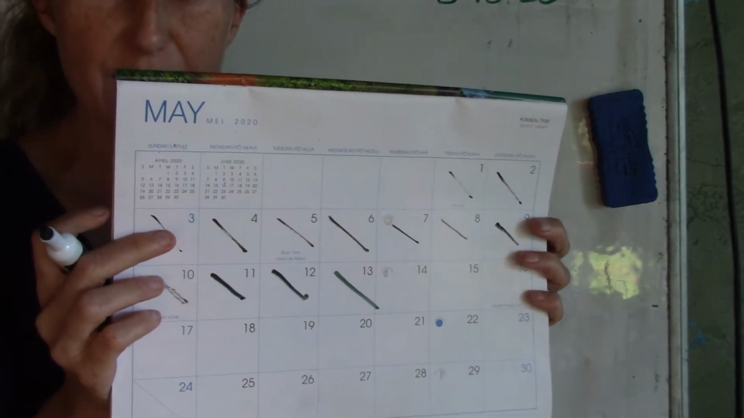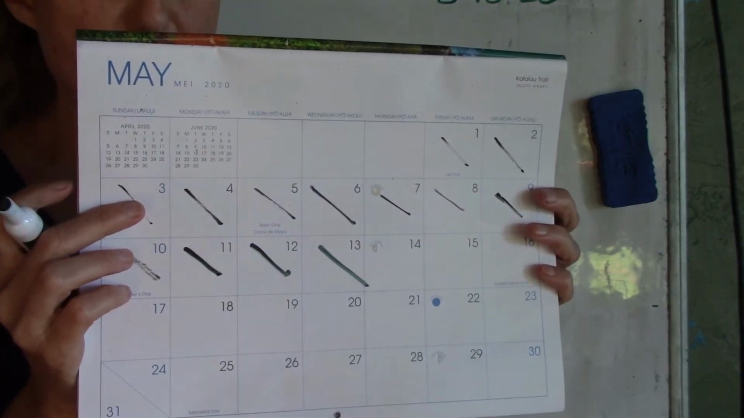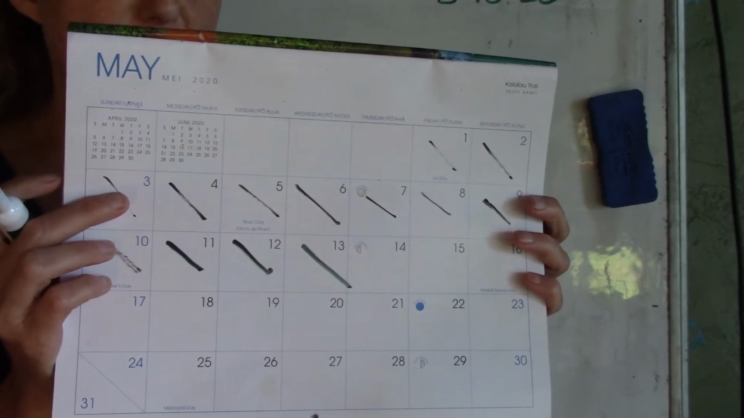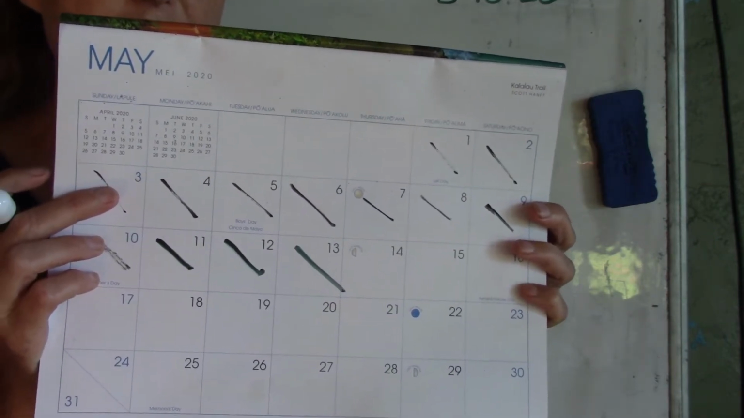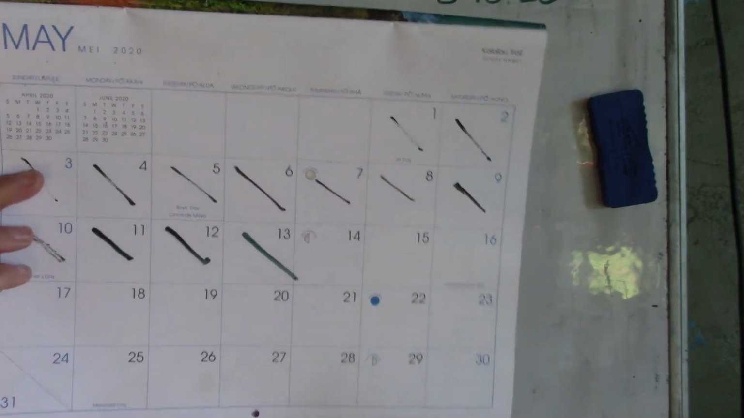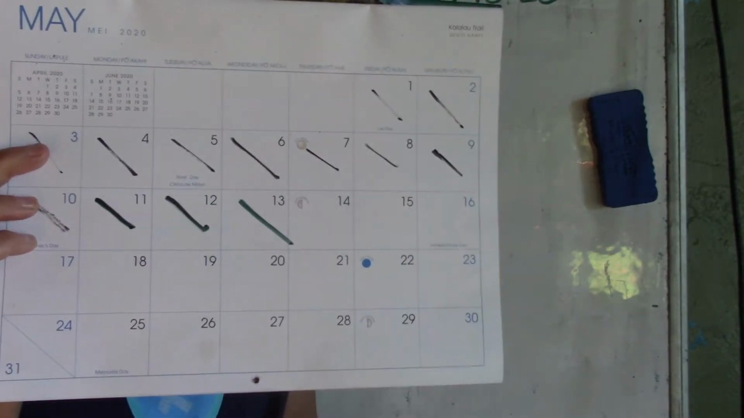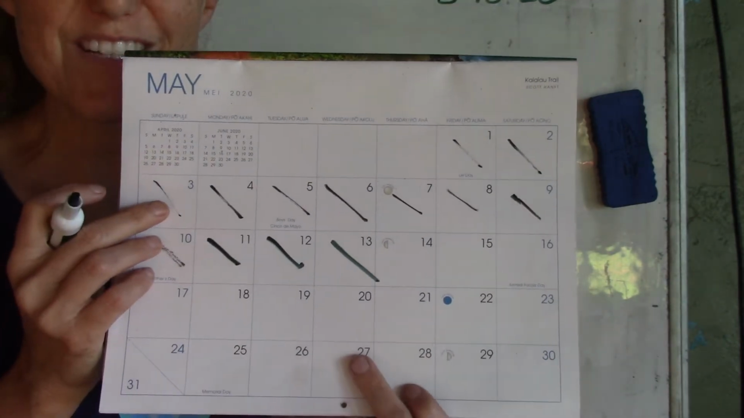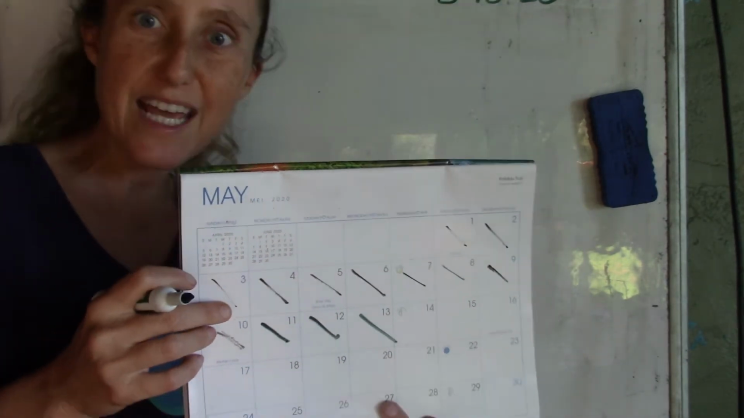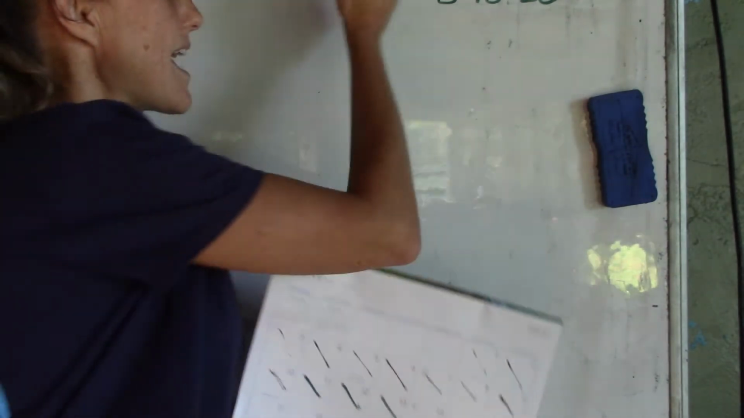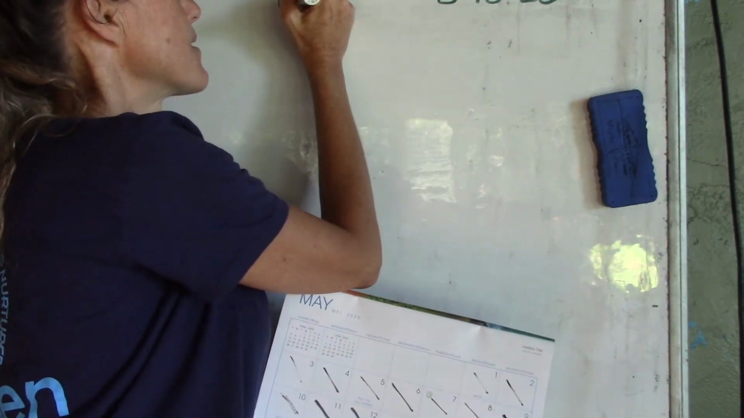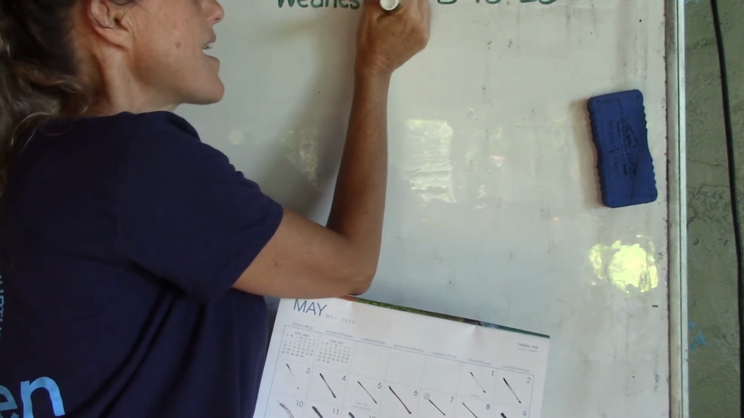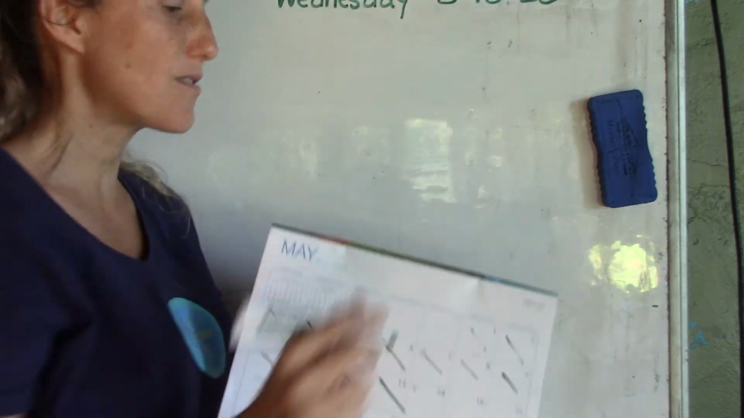Let's do the days of the week. We learned our new song. There's Sunday and there's Monday, there's Tuesday and there's Wednesday, there's Thursday and there's Friday, and then there's Saturday. Days of the week. So if yesterday was Tuesday, today is Wednesday. Wednesday, capital W-E-D-N-E-S-D-A-Y. It's Wednesday, May 13, 2020.